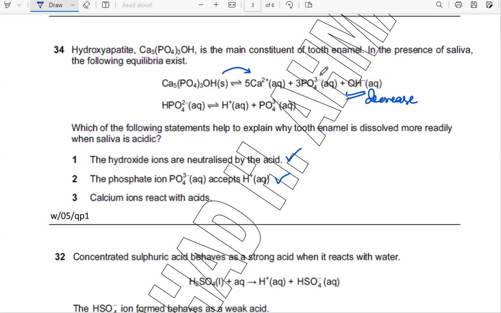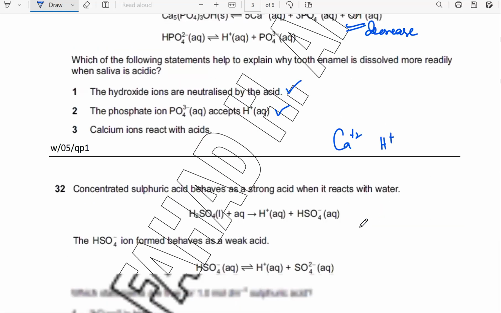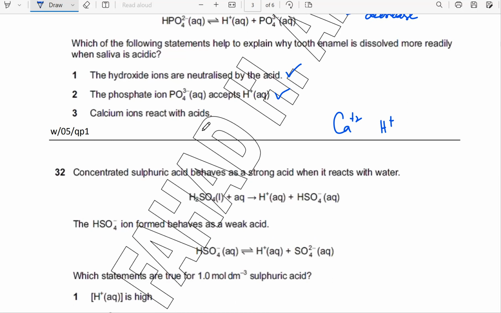They don't. Calcium ions will not react with acids because we've never studied any reaction where calcium ions do. Firstly, they're both positive ions, so they don't have anything to do with each other. So calcium ions are not going to react with acids.